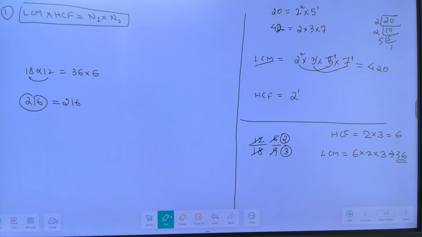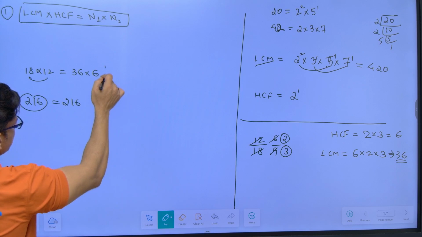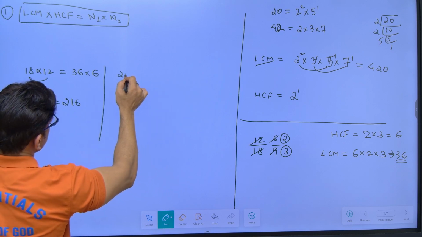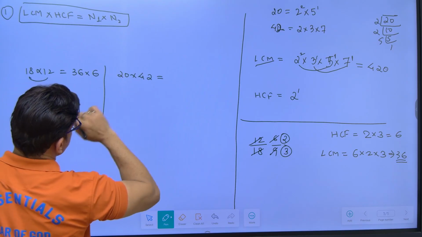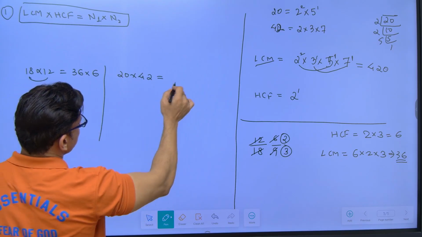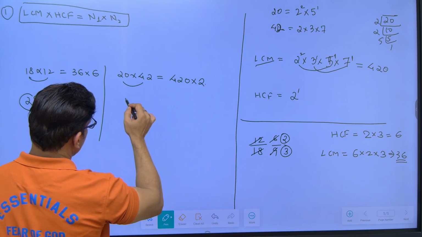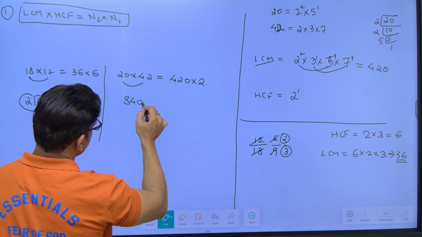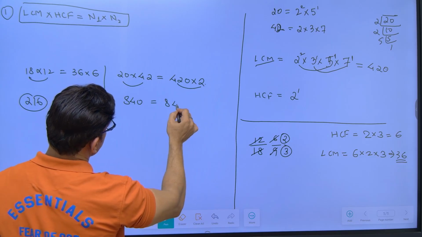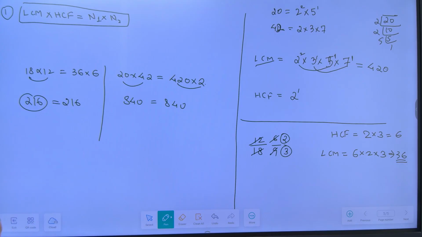This is clear? LCM into HCF is the same as the product of the two numbers. Now take the second example. Second example, what are the two numbers? 20 and 42. And what is LCM? 420. HCF 2. What is 42 into 2? 84, put a 0. But this is only valid for two numbers, not for three numbers, not for four or five numbers, only for two numbers. First thing. Clear?